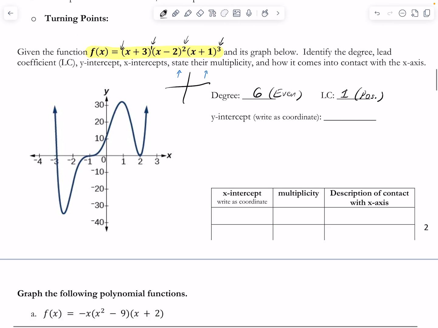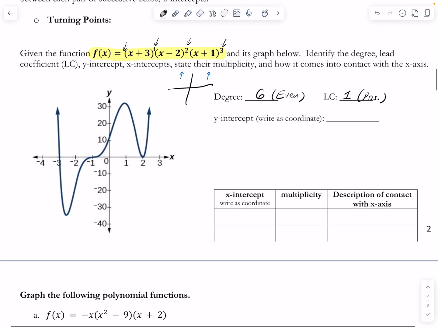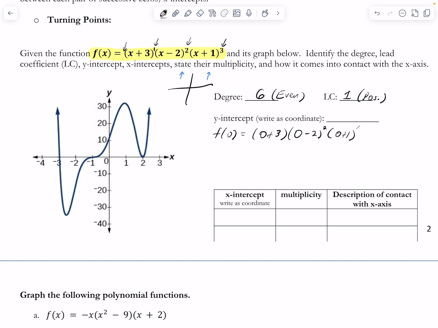All right. Now for the y-intercept, this is where you're going to plug in 0. So I'm just going to plug in 0 into the function. And whatever I get is going to be my y-intercept. Sometimes it'll be really easy because one of your x-intercepts will be 0. If one of your x-intercepts is 0, then the y-intercept is just the origin. But this one is not going to be that. This one actually will be a number other than 0.